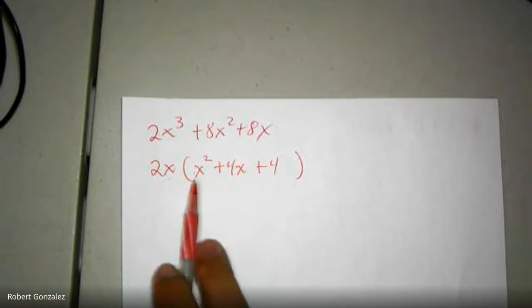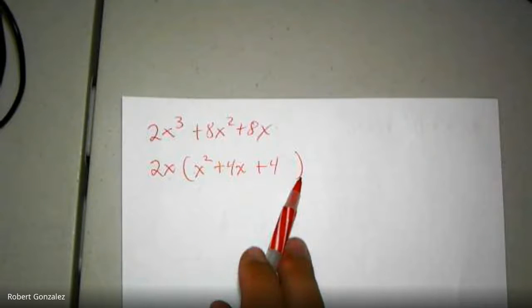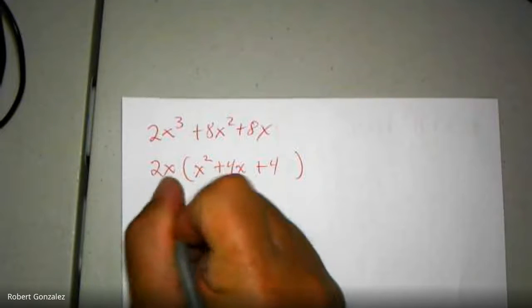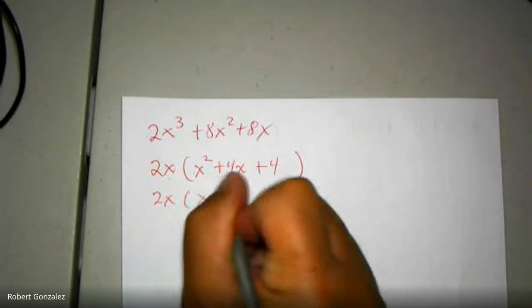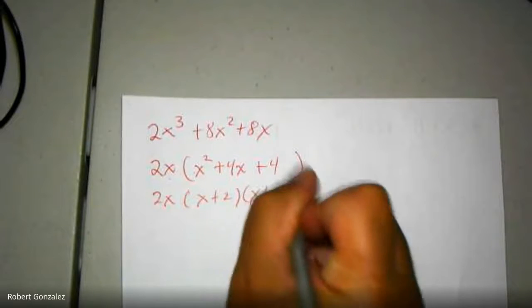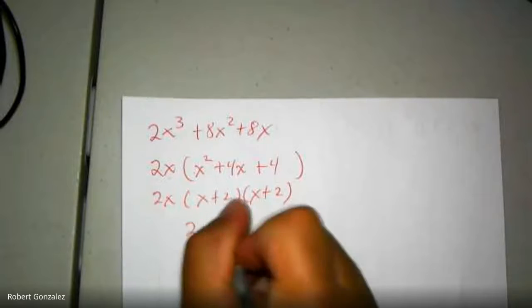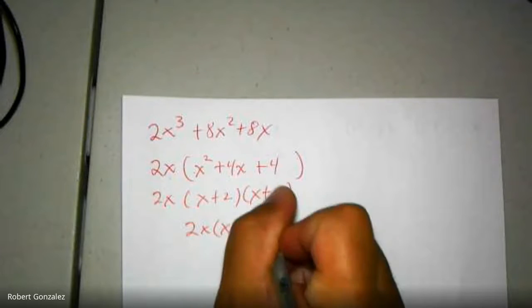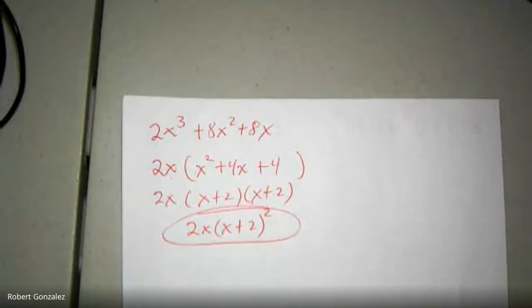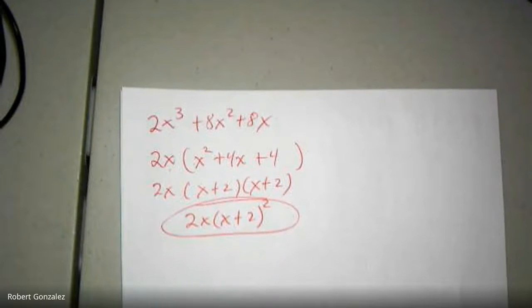Now, by now, I hope you guys can factor basic trinomials like this. I'm not going to go through the entire diamond. It's going to be x plus 2, x plus 2. And these are the same, so I could rewrite it as x plus 2 squared. Give me a thumbs up, thumbs down, thumbs sideways.